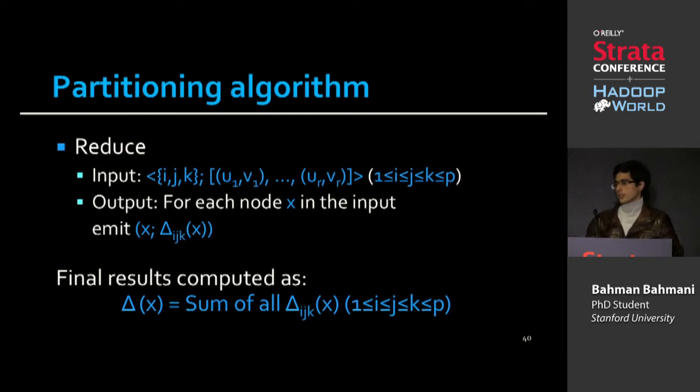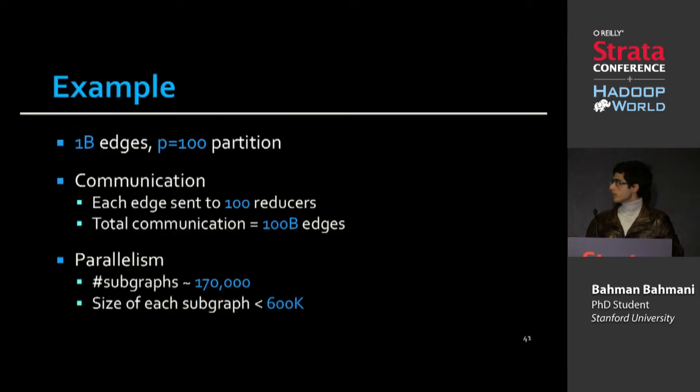That can be a separate MapReduce job, but it's simple, so we are not going to look at it. So, pretty simple algorithm. Let's make it a little more clear using an example. Let's say we have a graph and it has 1 billion edges. Okay, and let's say we partition the graph into 100 partitions. What that means is that each edge is going to get sent to 100 reducers.